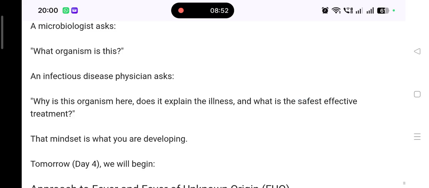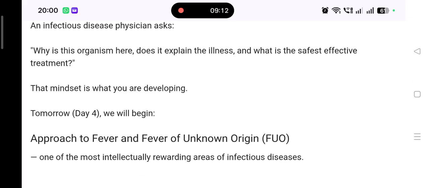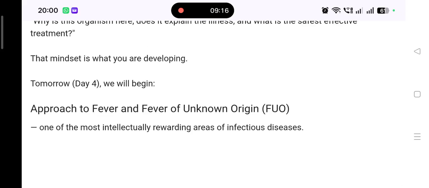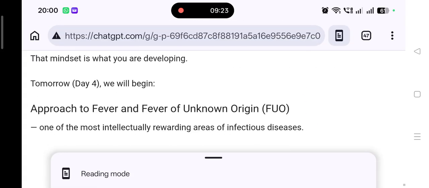So all these questions should be checked while prescribing any drug or antibiotic. A microbiologist may ask what organism this is, while an infectious disease physician may ask why this organism is here, does it explain the illness, and what is the safest effective treatment, meaning is it a pathogen or a commensal or colonizer. What is the safest effective treatment if it is a pathogen, that mindset is what you always have to develop.